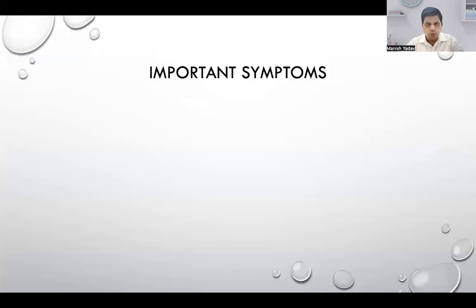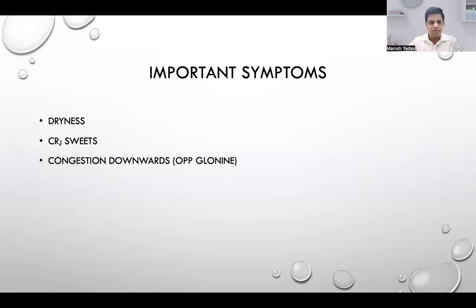Now, what other important symptoms are there? If I want some general symptoms to remember, what are those? Dryness. We'll go to the repertory study now and I'll show you how many places dryness is there. It's a dry remedy. Skin is dry, eyes are dry, hair is dry. A lot of dryness is there. Craving for sweets, like argentum nitricum, lycopodium. Intense craving for sweets. They love sweets generally.